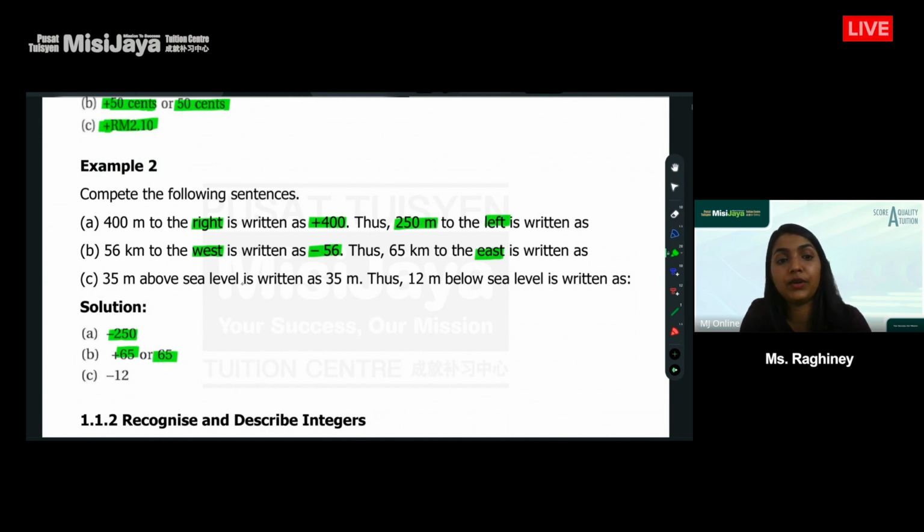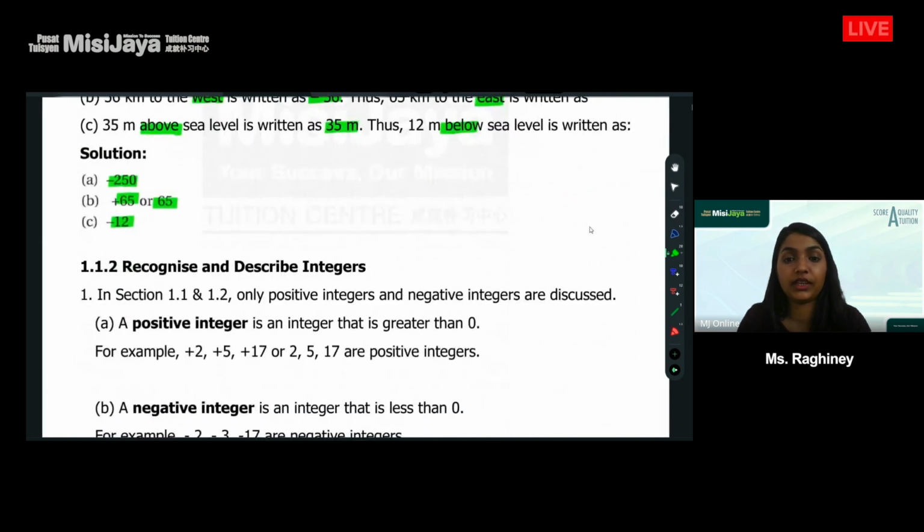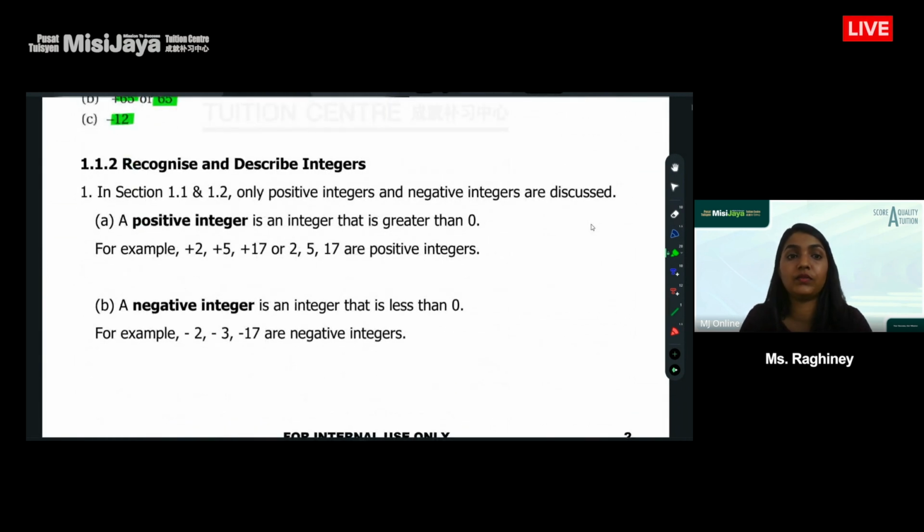35 meters above sea level is written as 35. So 12 meters below sea level is going to be negative 12. All right, simple, right? It's either positive or negative. Okay, next one.